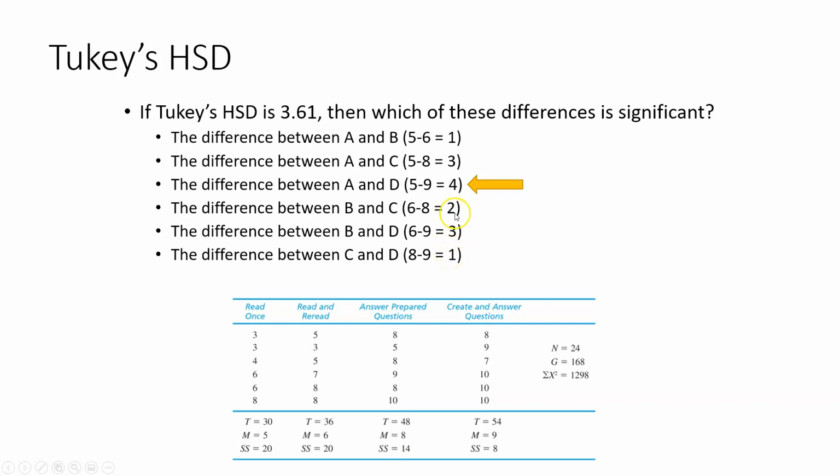They are technically, literally different, like none of them are exactly the same. 5, 6, 8, and 9, none of them are the same, but statistically, they are not significantly different from each other. We couldn't conclude that group 1 and group 2 are different from each other because they're too close together compared to how far apart you'd expect them to be just by chance.